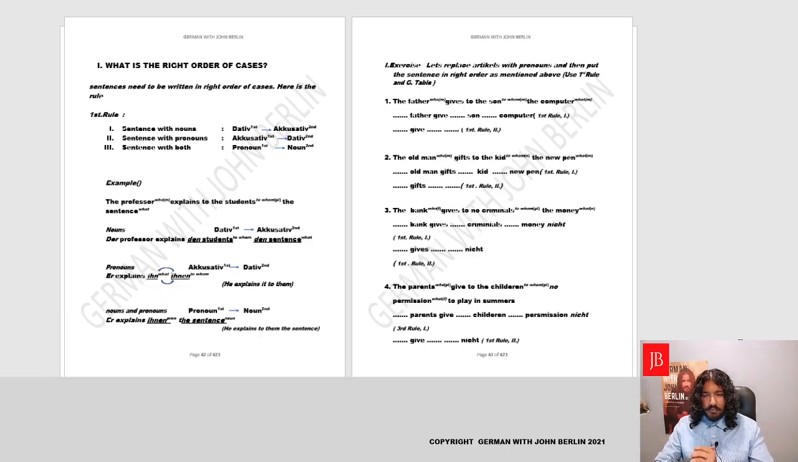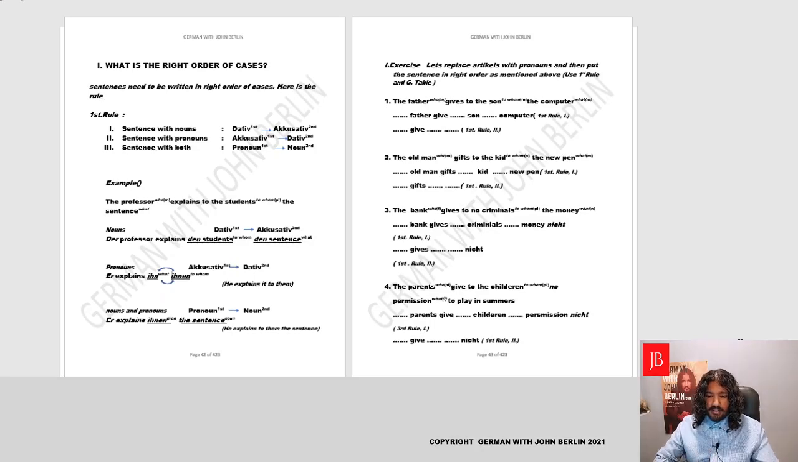Welcome back to German with John Berlin, and today the theme of the lesson is the right order of cases. In the previous lessons, we have learned the three cases in German: nominative, accusative, dative. In today's lesson, we'll see when we use these cases to make a sentence, which case comes first, which case comes next, and what's the right chronology.